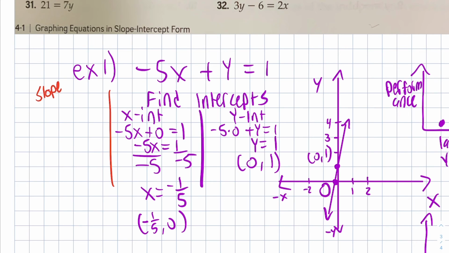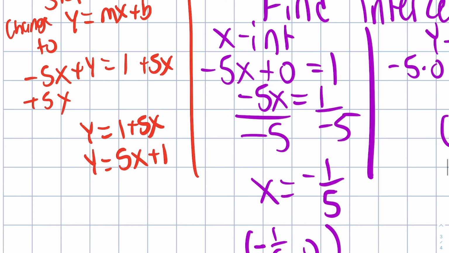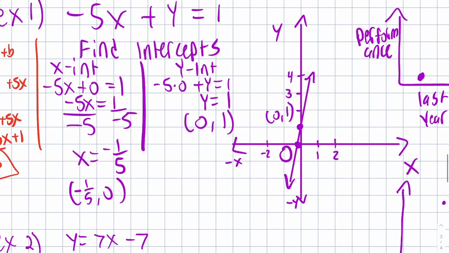So to find the slope, the easiest way is to change it to y equals mx plus b form. So we started with negative 5x plus y equals 1. So let's move the 5x by adding it. Y equals 1 plus 5x. Let's put the 5x first. And then from here, whatever is multiplying x is the slope. M equals 5. And that's done now. Now that we've graphed it, found the slope, we already found the intercepts earlier.